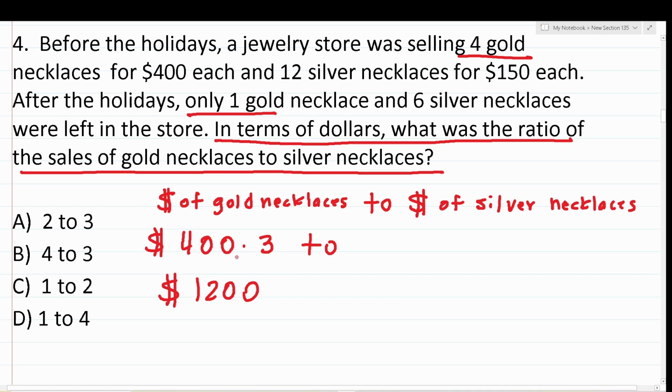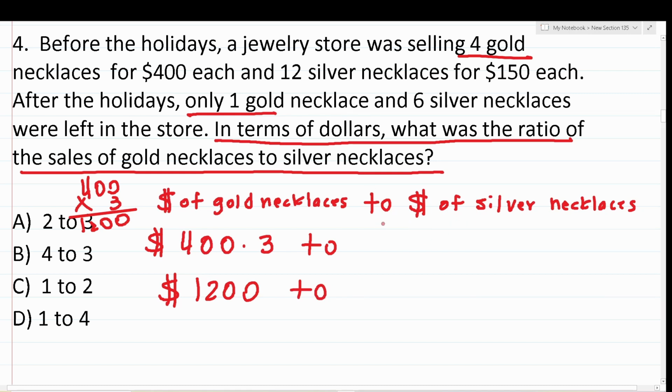And if you wanted to, you could work this off to the side like this. 400 times 3. 3 times 0 is 0, 3 times 0 is 0, 4 times 3 is 12. That's how I got 1,200. All right. Now let's do the same thing for silver necklaces.